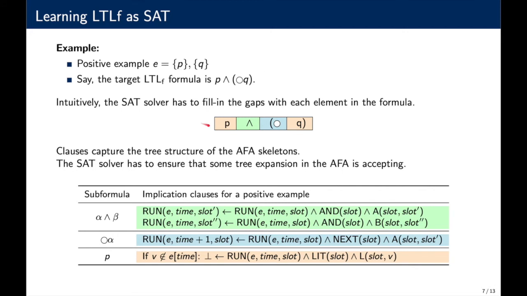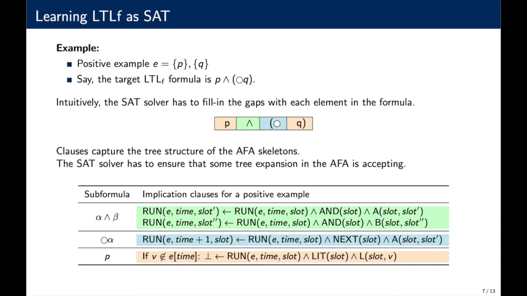The SAT solver has certain slots, 1, 2, 3, 4 in this case, that it has to fill in with either literals or connectives or temporal operators. And we also have clauses. These clauses capture the tree structure of the skeletons that we saw in the previous slide. And so now the SAT solver has to choose branches or tree expansions in these skeletons to ensure that there's some tree expansion that is accepting.